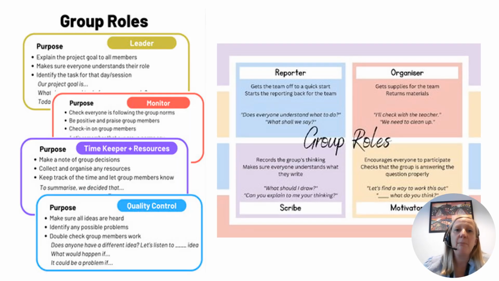Here are some examples of the roles that could be given out in a group learning task. So, for example, the leader has the job of explaining the project goal to other group members. They make sure everyone understands their role and identifies which tasks will be done within that session.